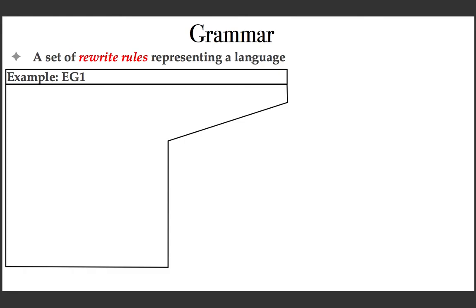To understand how a language is represented by a grammar, let us start with an example grammar, EG1, for generating some sentences in the English language. A grammar is a finite set of rewrite rules. The first rule of this grammar is this: sentence goes to noun phrase followed by predicate. A rule has an LHS and an RHS, and this rule tells us that a sentence is nothing but a noun phrase followed by a predicate.